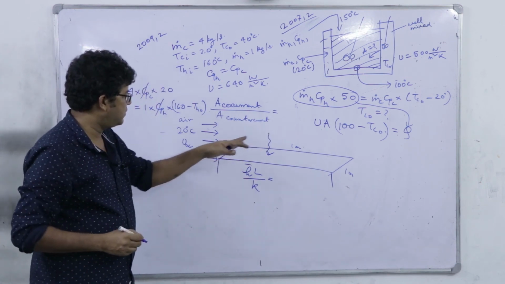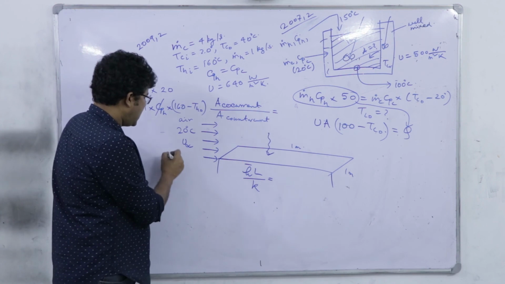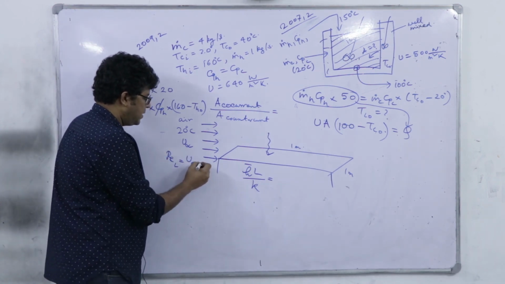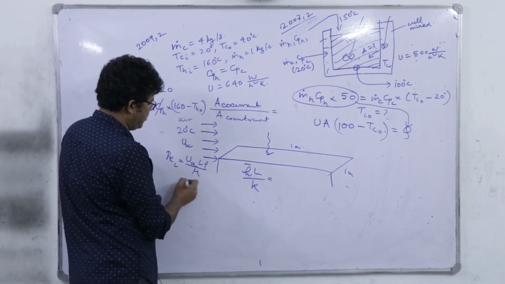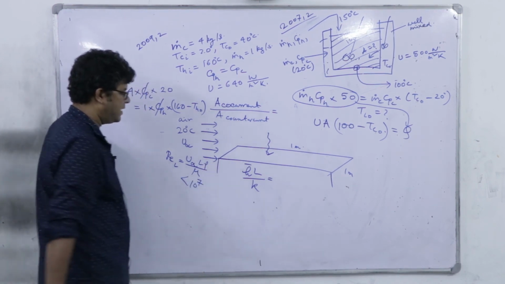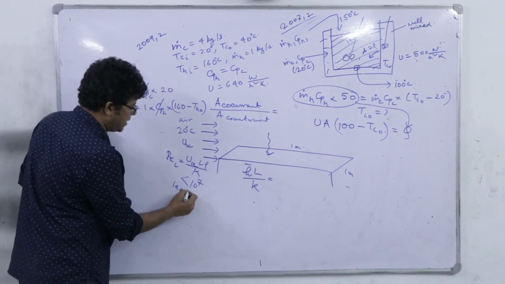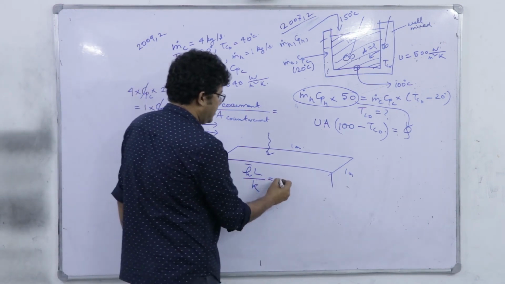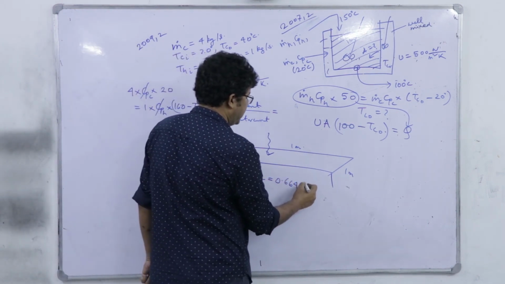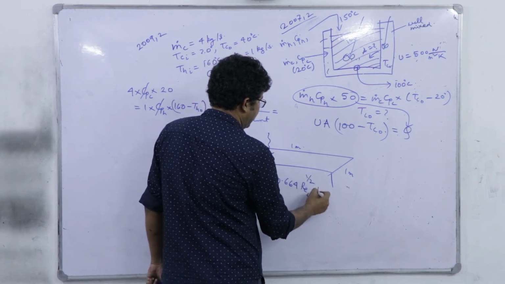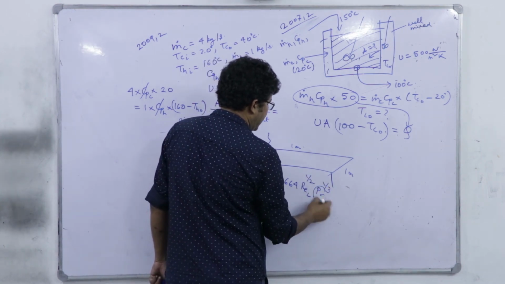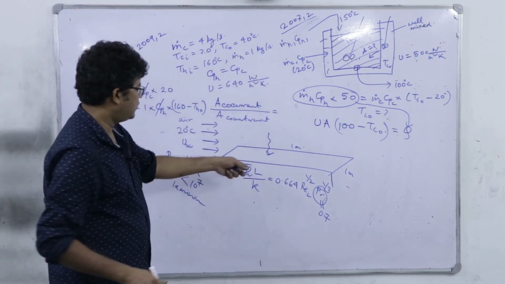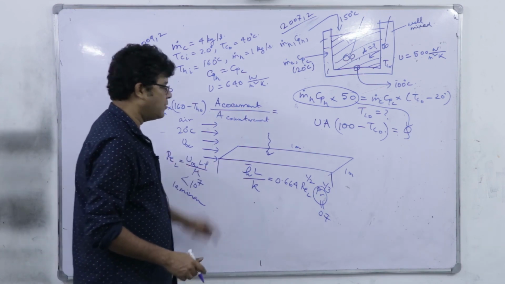If we do this for Re_L, that is U infinity into L into rho by mu, we will find that this is less than 10 to the power 7. So flow we can conclude to be laminar. So h bar L by k equal to 0.664 into Re_L to the power half into Prandtl number to the power 1/3. And Prandtl number for air can be safely considered to be 0.7. So you substitute, get the property and get the value of h bar.